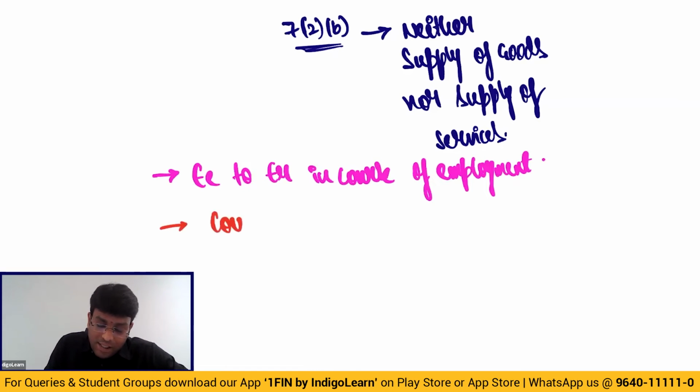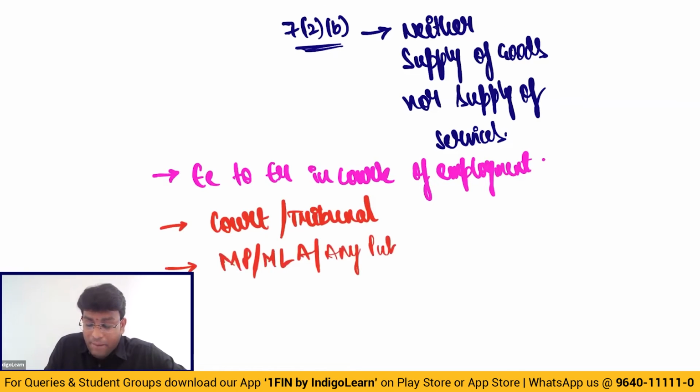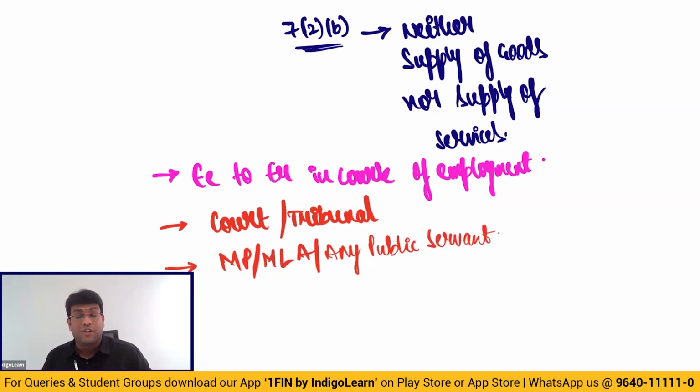Next. Services by court or tribunal established under any law for the time being in force. Next. Service by MPs, MLAs or any public servant like Prime Minister, President, everybody. These guys don't pay GST. So what is the first one? Employee to employer in the course of employment, court or tribunal, MPs, MLAs or any public servant. Getting my point, my dear friends, everybody. All of us.